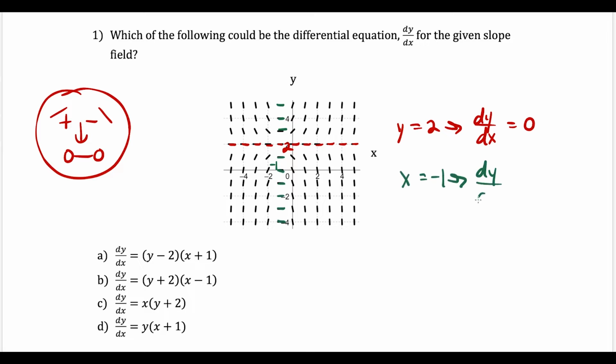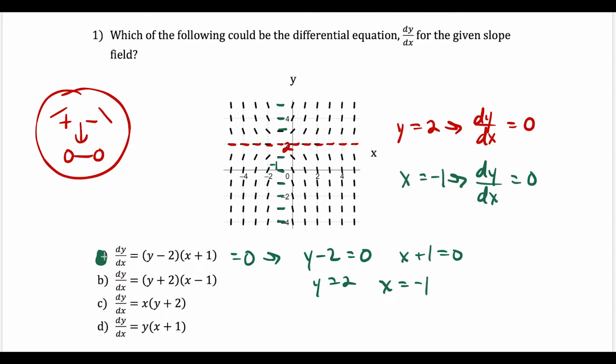So now what I look for in the answer key is a differential equation where the factors give us these two roots. So right away, just looking at this, I'm seeing choice A is going to be our answer. Because if we set this equal to 0, this is going to be true when we have y minus 2 equal to 0, or we could have x plus 1 equal to 0. And notice this gives us the solutions y equals 2, and x equals negative 1. So choice A is looking good.